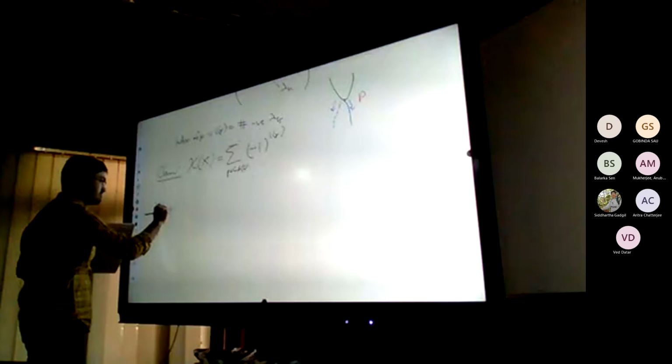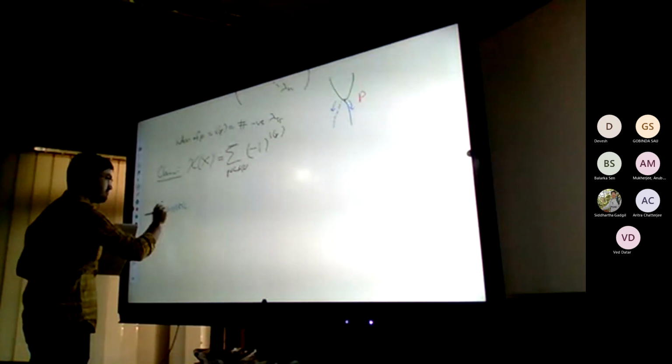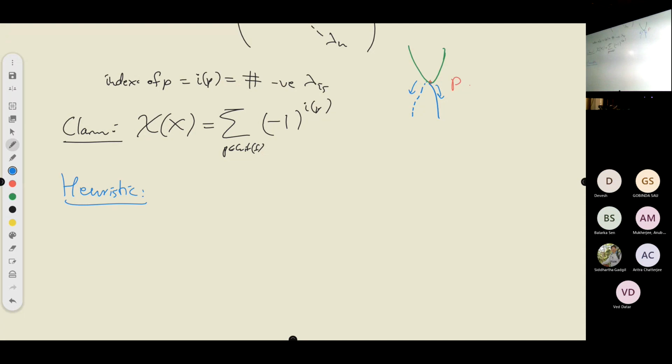So here's the heuristic. Let's say we have a CW decomposition of our manifold X. So you have some simplices like these. This is the barycenter, and you glue them along their faces.